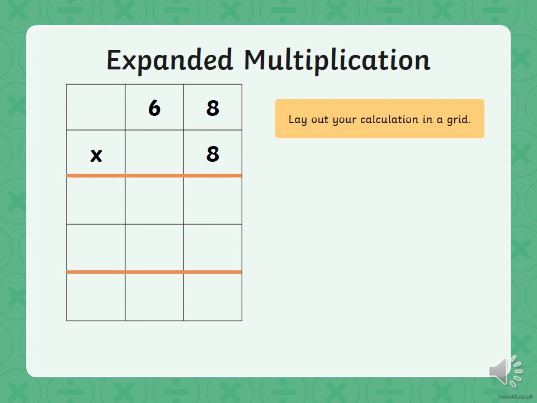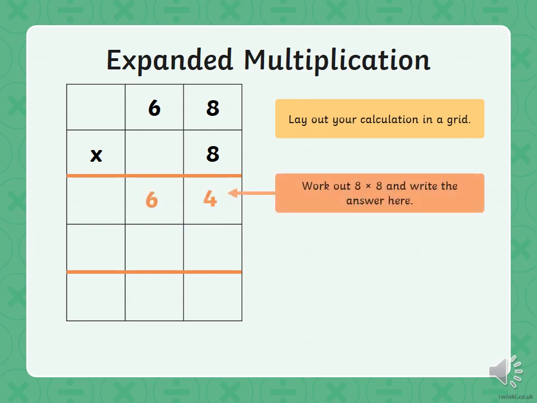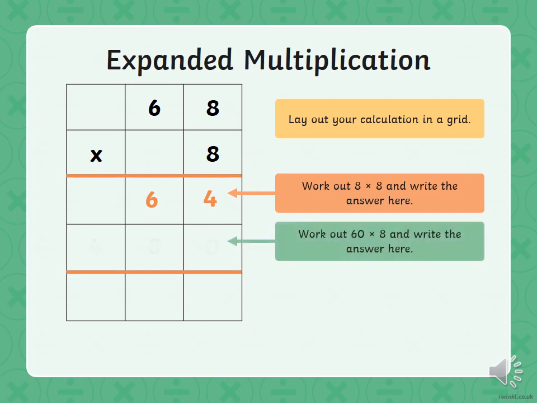Okay, so let's go through the answers. Your first step is to multiply the ones. So that's 8 ones times 8 ones, which is 64. Your next step is to multiply the tens by the ones. So 6 tens is 60, times 8, which is 480.